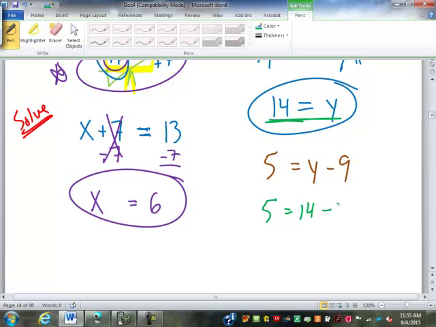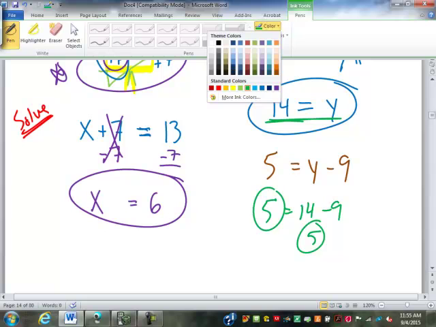Is 5 equal to 14 minus 9? You bet it is. So that must be the correct answer.